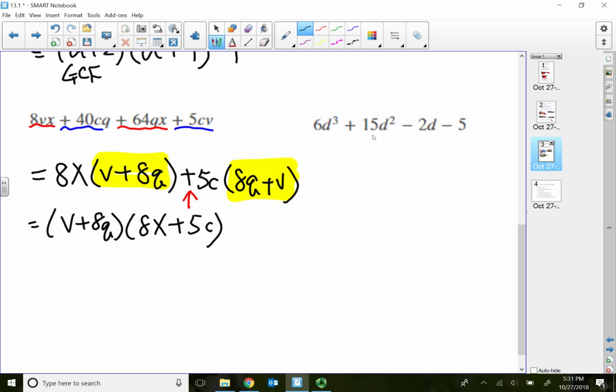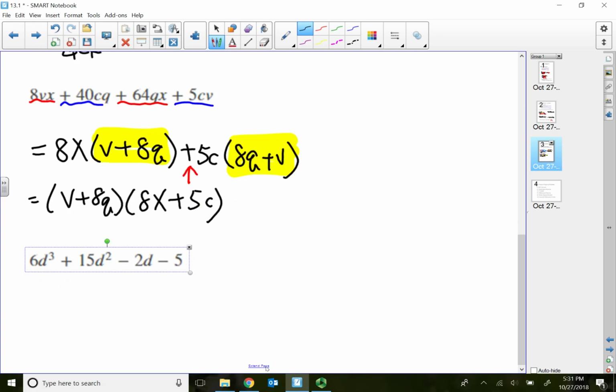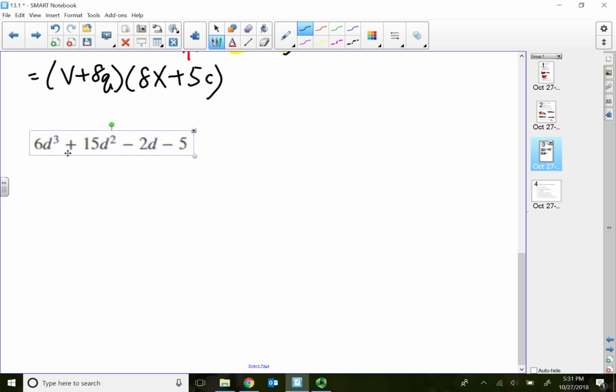Let's try this one right here. This is an interesting one. I'm going to put it right here. All right, factoring by grouping. See four unlike terms. Group the first two and the last two.